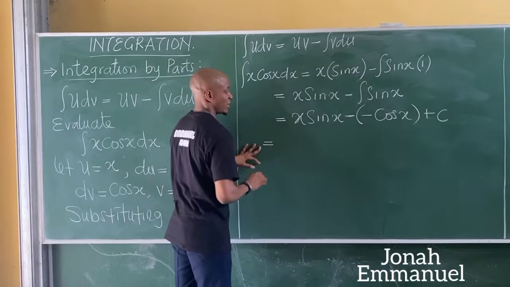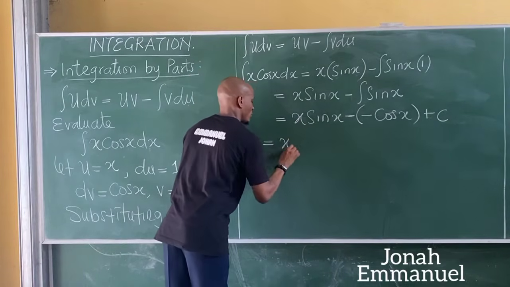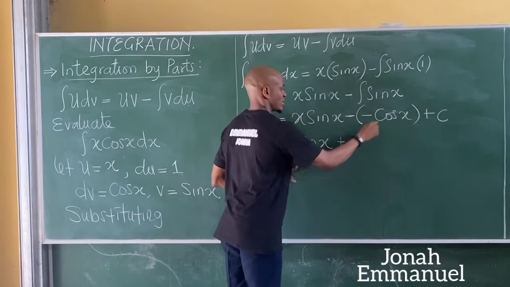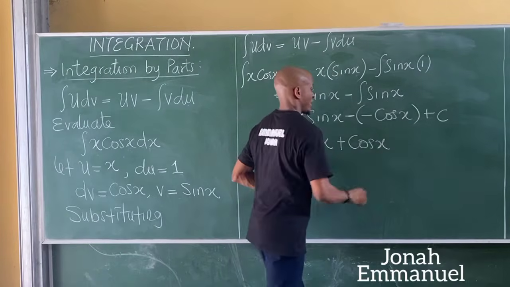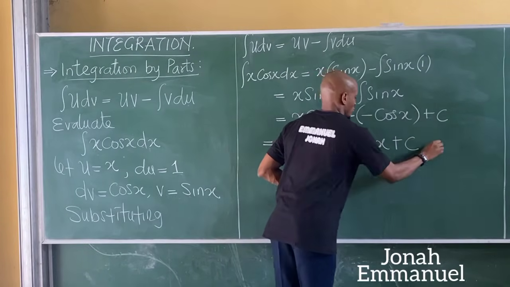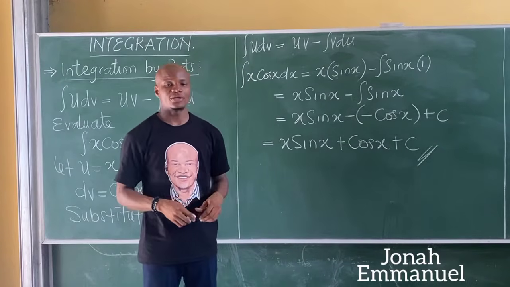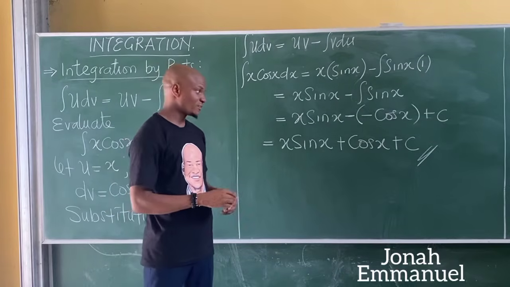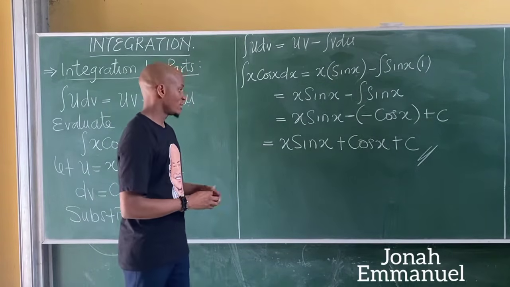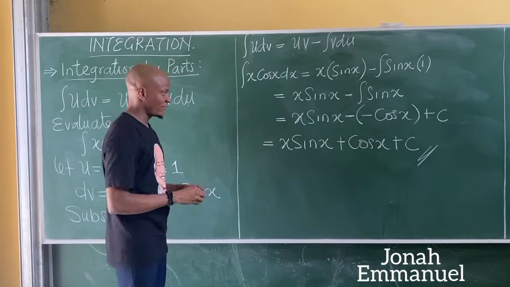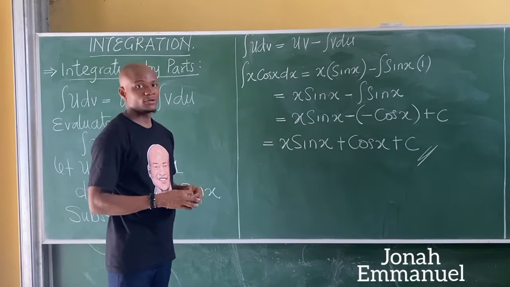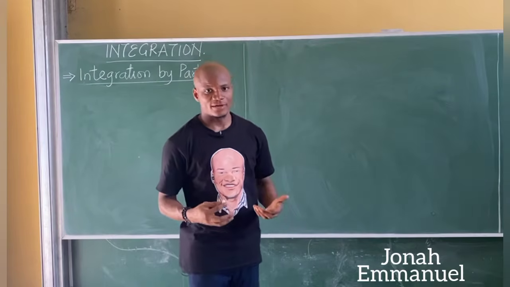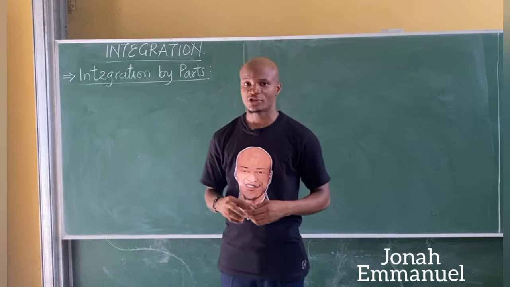Work on this. This is now equal to x times sine x gives you x sine x. Next one, minus minus gives you plus. Next one, you having cos x. Next one, plus c. So this is how we work on terms using integration by parts. So my answer becomes x sine x plus cos x plus c. So that's like the result after using integration by parts.